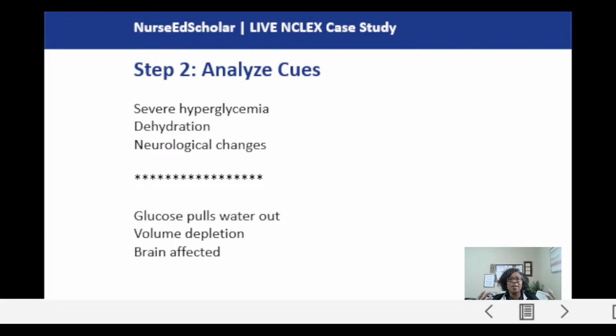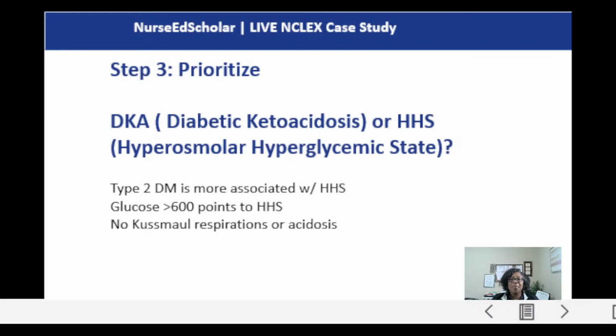All righty. So now we've analyzed. So let's go on to prioritize. What is this? Is this DKA, diabetic ketoacidosis, or is this HHS, hyperosmolar hyperglycemic state? What are we actually dealing with? Now, remember, you're thinking, what is this most likely condition? Is it DKA? Is it HHS?